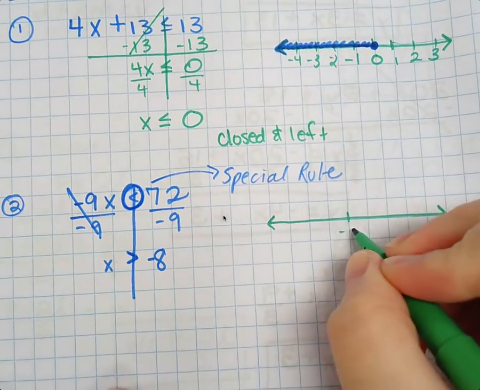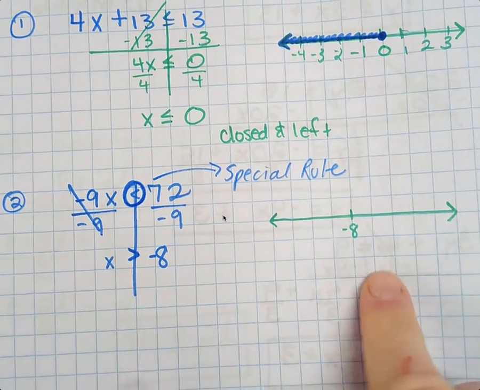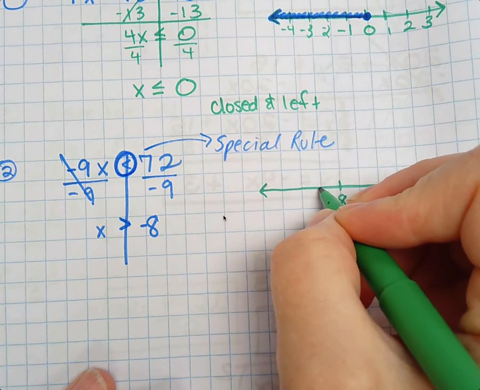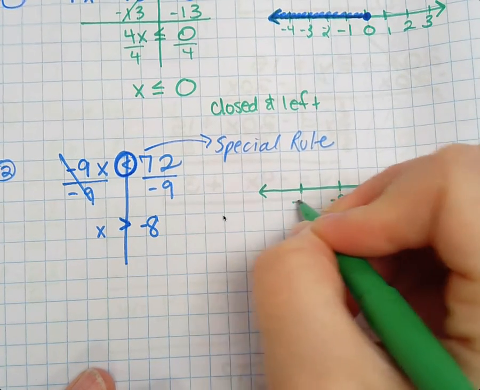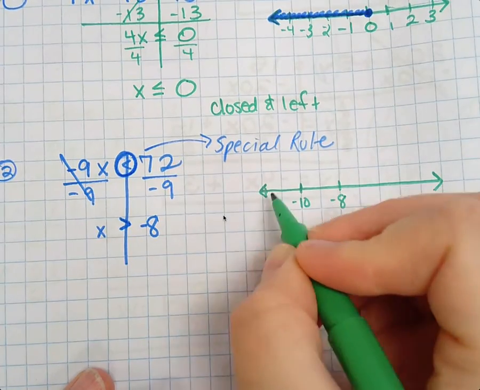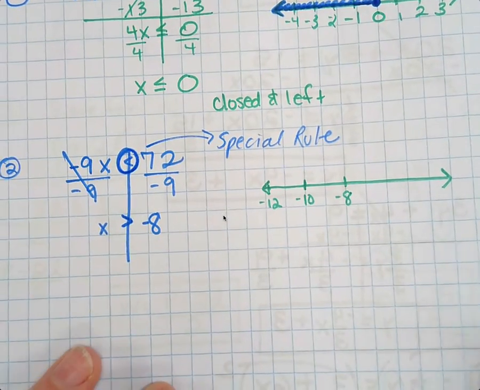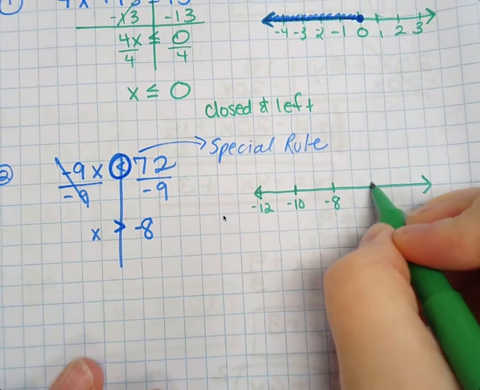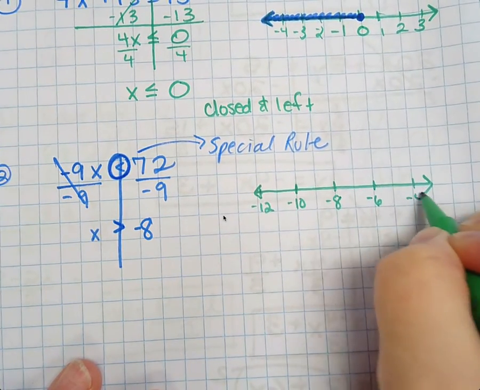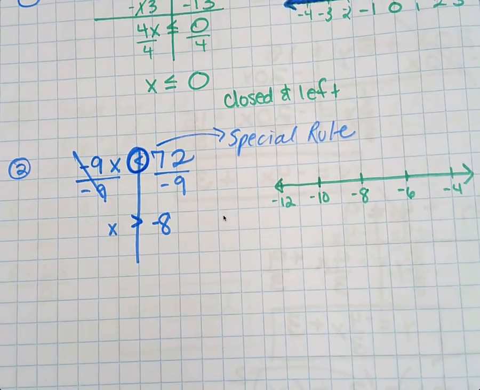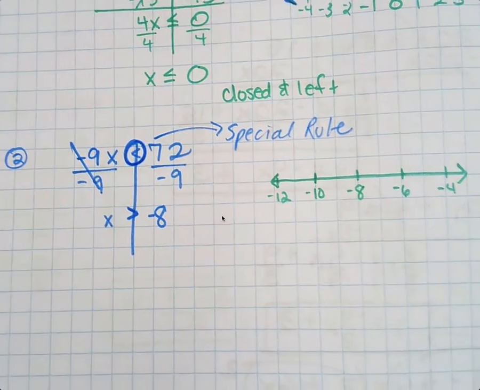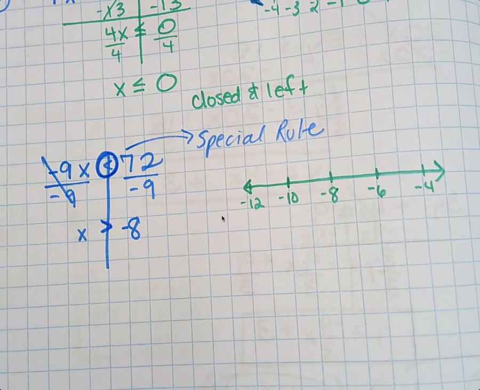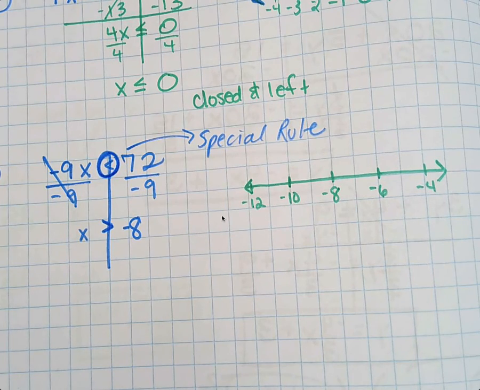Okay, so we have -8 in the middle. Going left gets smaller. So let's skip. Let's do -9. Let's do here -10. And then this one would be -12. So I'm going to go by ones, but I'm only going to write evens. -6, -4. And this is greater than.